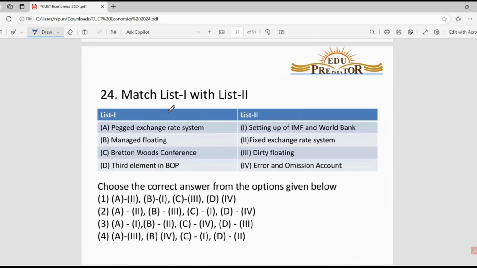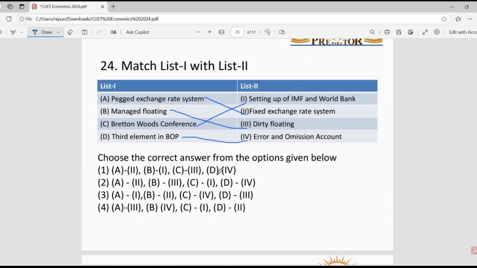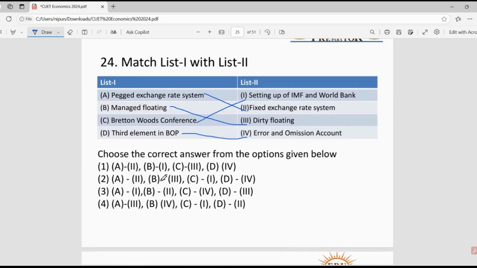Let's move ahead. You have to match list 1 with list 2 in question number 24. Pegged exchange rate system. You know that this is an alternate name of fixed exchange rate mechanism. Managed floating system is the alternate name for dirty floating. The third element in BOP is error and omission account. And Bretton Woods Conference was basically done for the purpose of setting up IMF and World Bank. Therefore, A2, B3, C1 and D4. And option number 2 is the correct one.